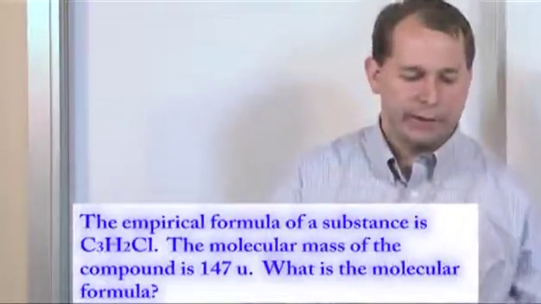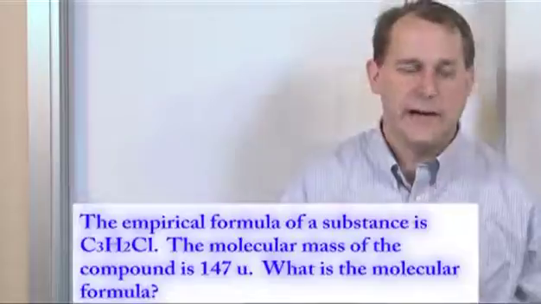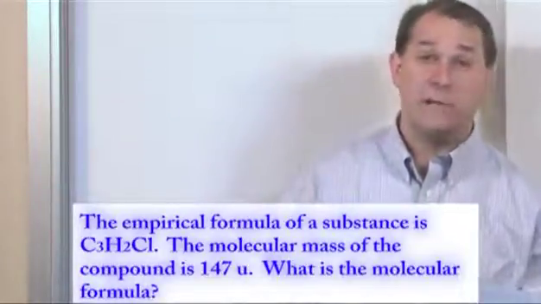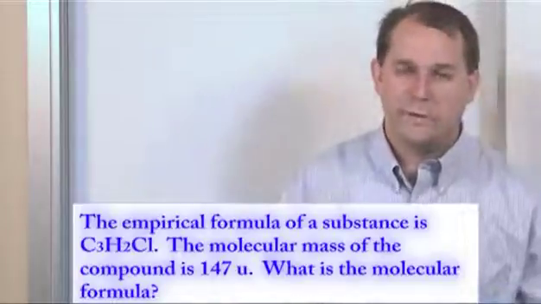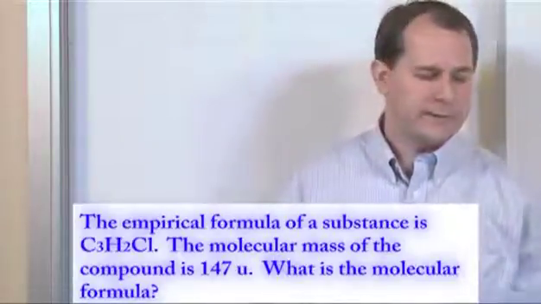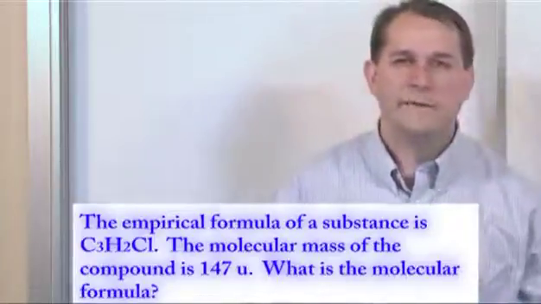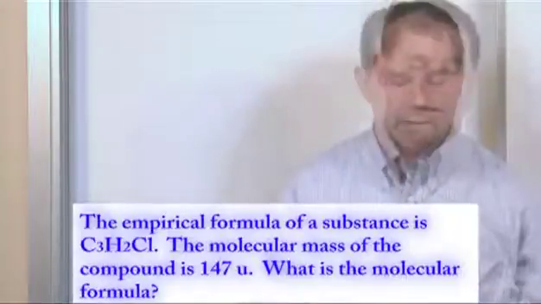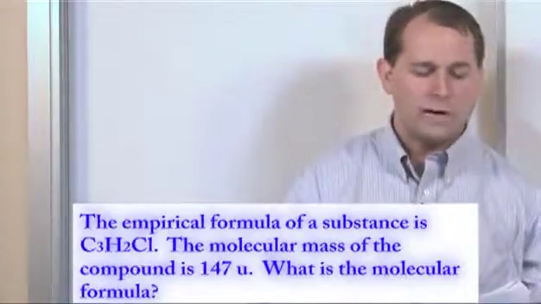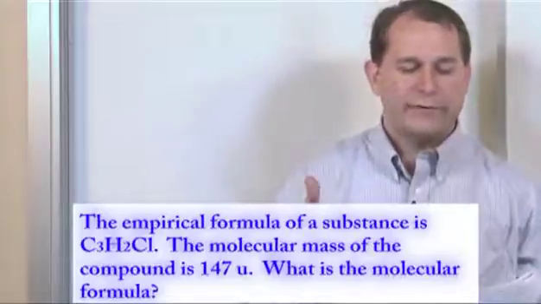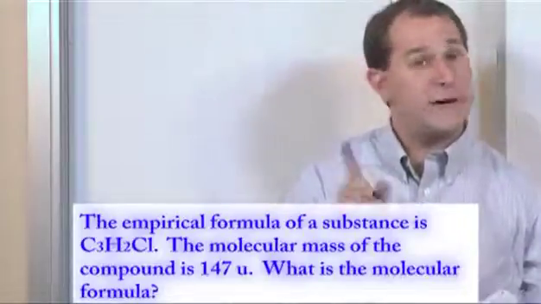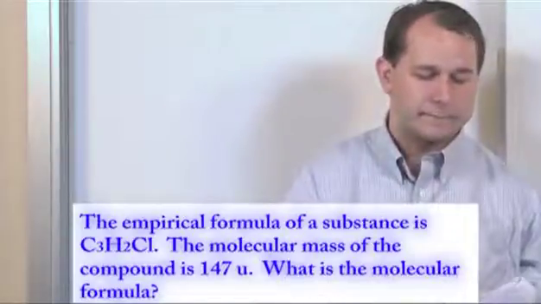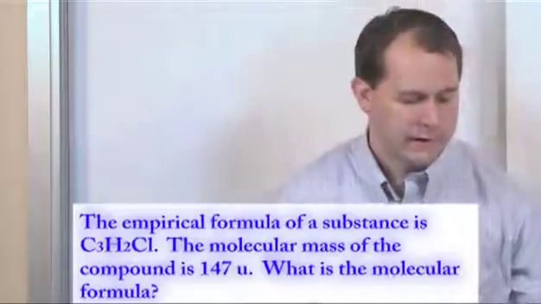The empirical formula of a substance is C3H2Cl, so 3 atoms of carbon, 2 atoms of hydrogen, 1 atom of chlorine, that's the empirical formula that we've measured, that we've somehow obtained. The molecular mass of this compound is 147 atomic mass units. What is the molecular formula? So you see you're given two things and you're asked for a third. You're given the empirical formula, you're given the molecular mass, and you're trying to find the molecular formula.